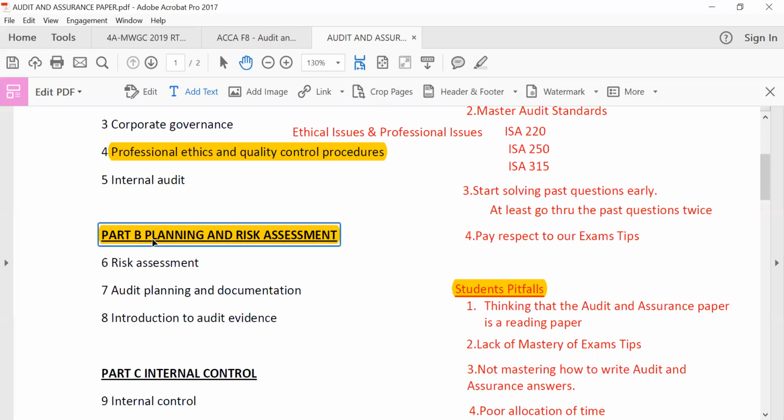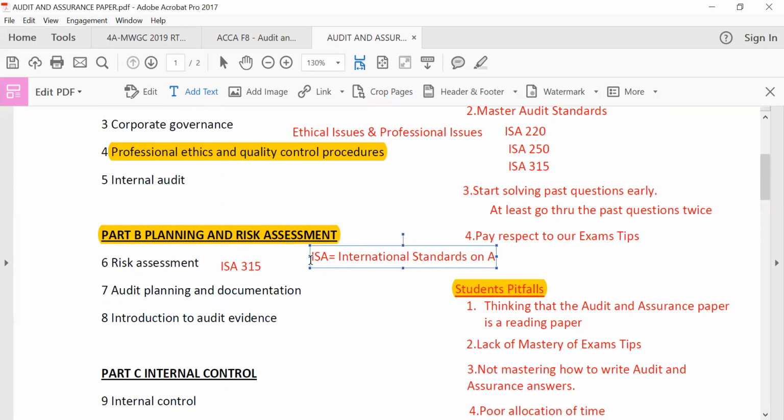So here we're going to talk about planning. The first item to look at is risk assessment. We are going to focus on one key audit standard called ISA 315. What is the full meaning of ISA? International Standard on Auditing. International Standards on Auditing, ISA.